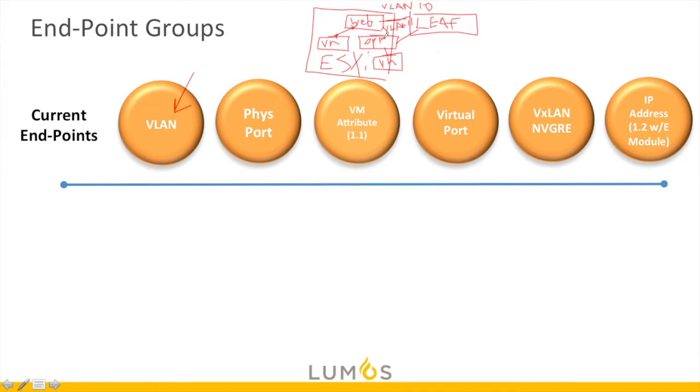Now, these can both exist on the same subnet, so this is a lot like private VLANs.